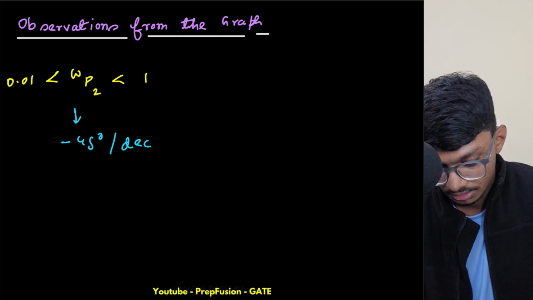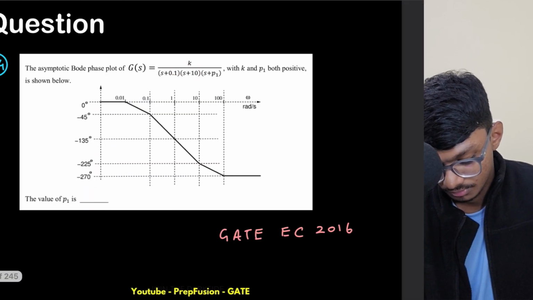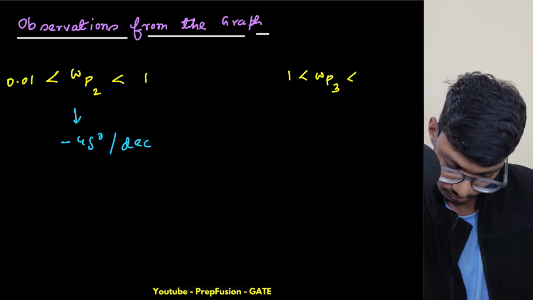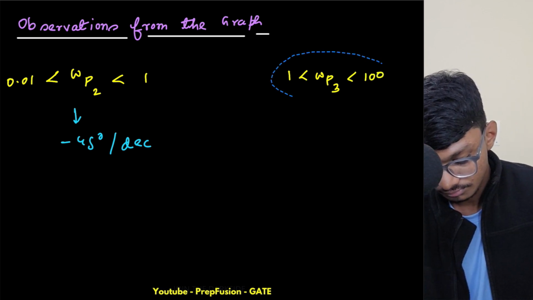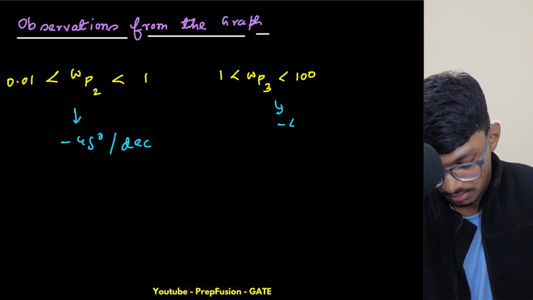And due to this pole, the range will be 1 to omega P3, 100. This will be another minus 45 degrees per decade.